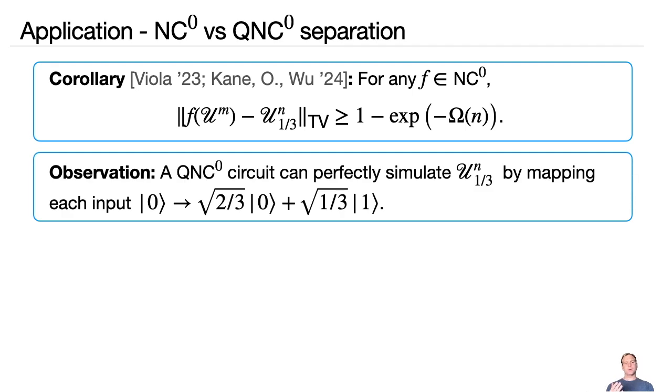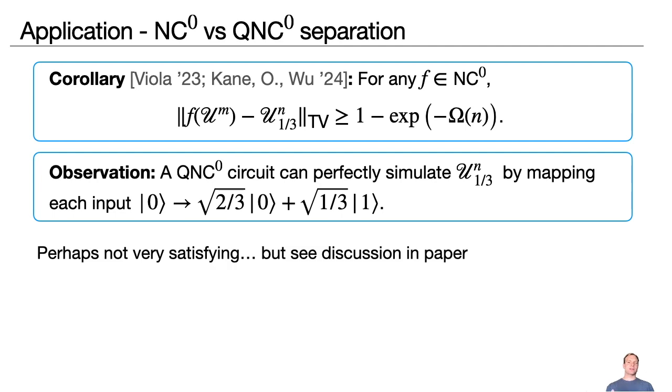On the other hand, there's a simple observation that QNC0 circuits can perfectly sample, or perfectly simulate, a 1/3 bias coin. And so this gives us an optimal separation in this case. In some sense, this doesn't feel like the most satisfying answer, because the separation seems to come more from binary precision issues than from quantum power. But I'll defer you to our paper for a slightly more detailed discussion on this.